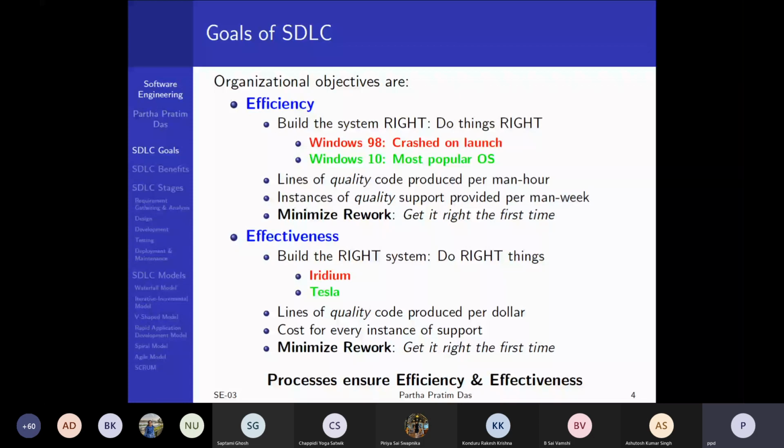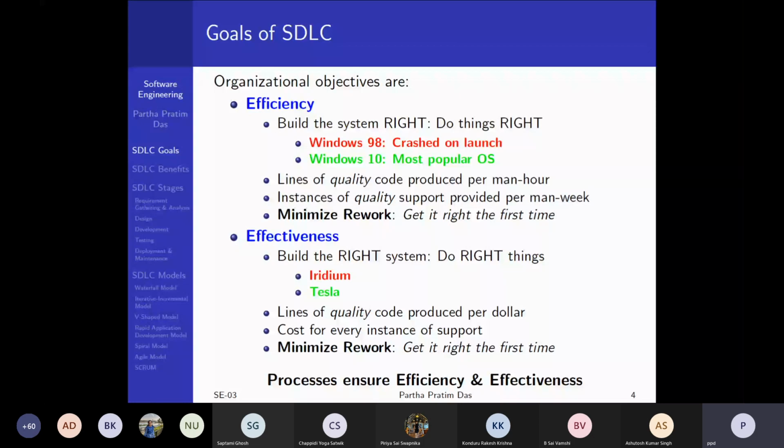In terms of effectiveness, we typically measure it in terms of cost. Efficiency is quality code produced per man hour. Effectiveness is quality code produced per dollar. I mean currency. Dollar is one of the universal currencies, but it could be rupees, it could be rubles, anything. So the less dollars you spend on producing a line of quality code, the better your effectiveness will be. The cost for every instance of support has to be less. So again, it comes to minimizing the rework.